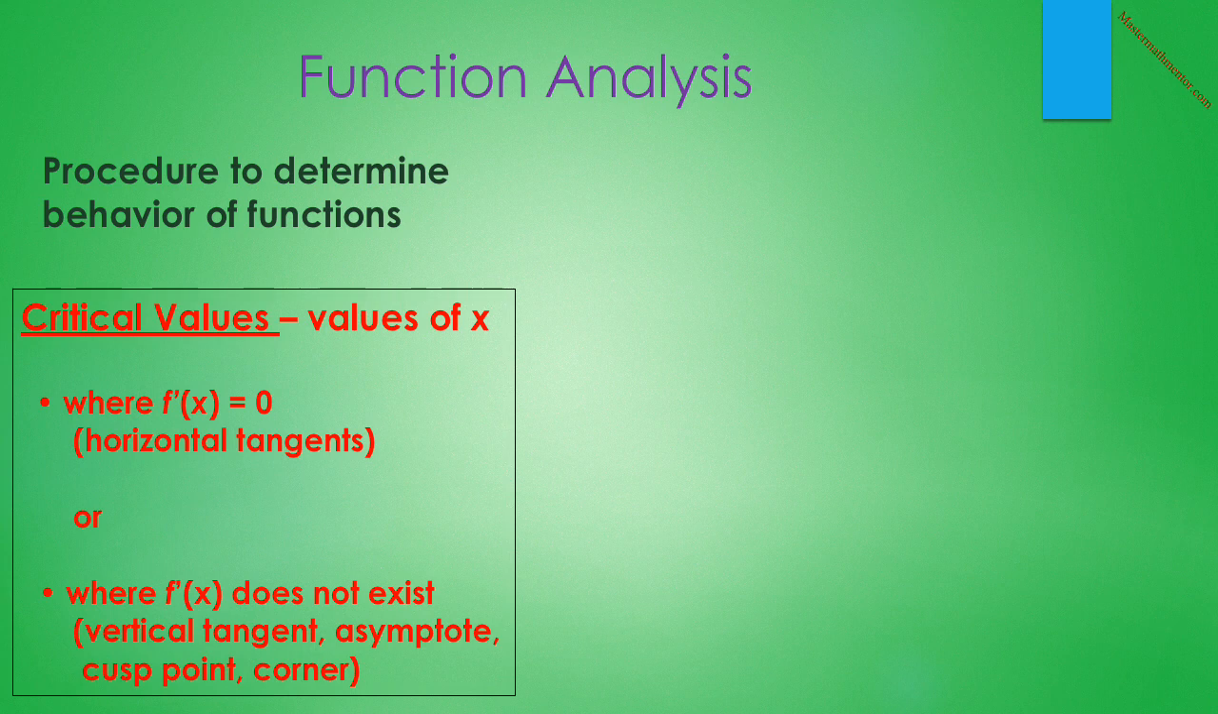f prime of x equals 0, meaning that there are horizontal tangents at x, or where f prime of x does not exist. At those places there could be vertical tangents, asymptotes, cusp points, or corners.